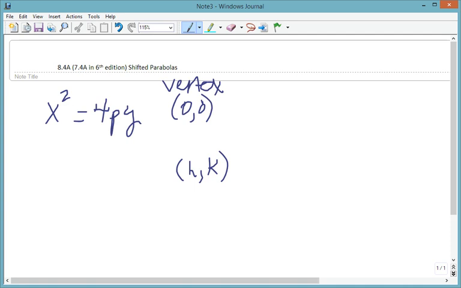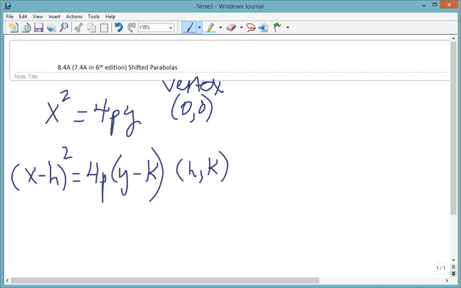Then you see that the x is going to be shifted over h, right? So the way we write that is x minus h. We replace x with x minus h, and we would replace y with y minus k. And that would give us a vertex at (h, k). So the idea is, and we'll talk more about how you get it into this form, but if you can put it in this form, then you can read right off where the vertex is.